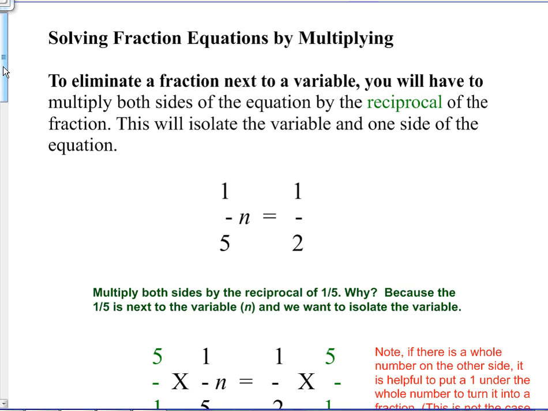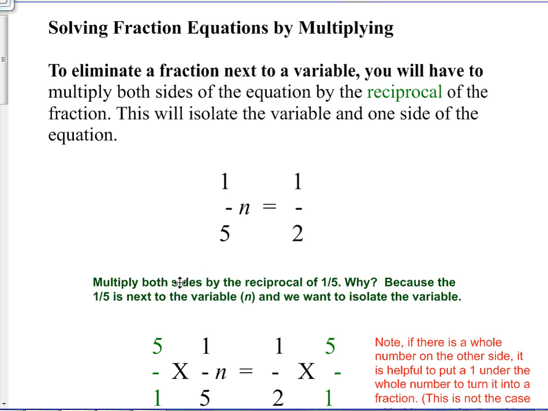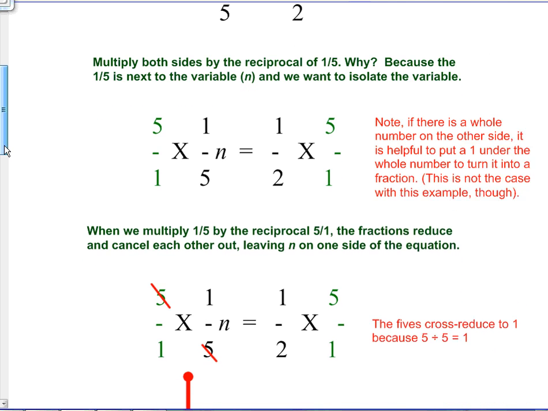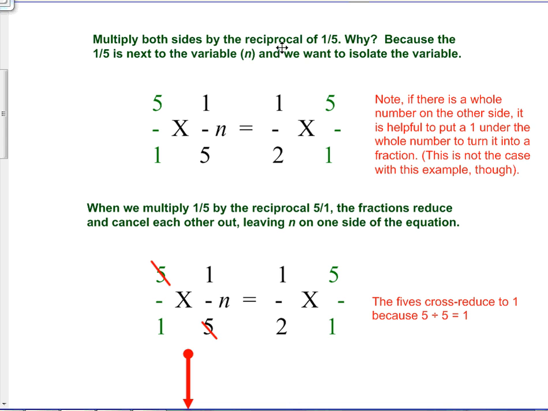So, as you can see, I have 1/5 n equals 1/2, and my goal is to solve for n. So I'm going to multiply both sides by the reciprocal of 1/5. Why on earth would we want to do that? Well, looking at the 1/5 n, the relationship here is that they're being multiplied. So technically we're dividing both sides by 1/5, but that's the same as multiplying by the reciprocal. So we just skip that step and say we're going to multiply by the reciprocal.